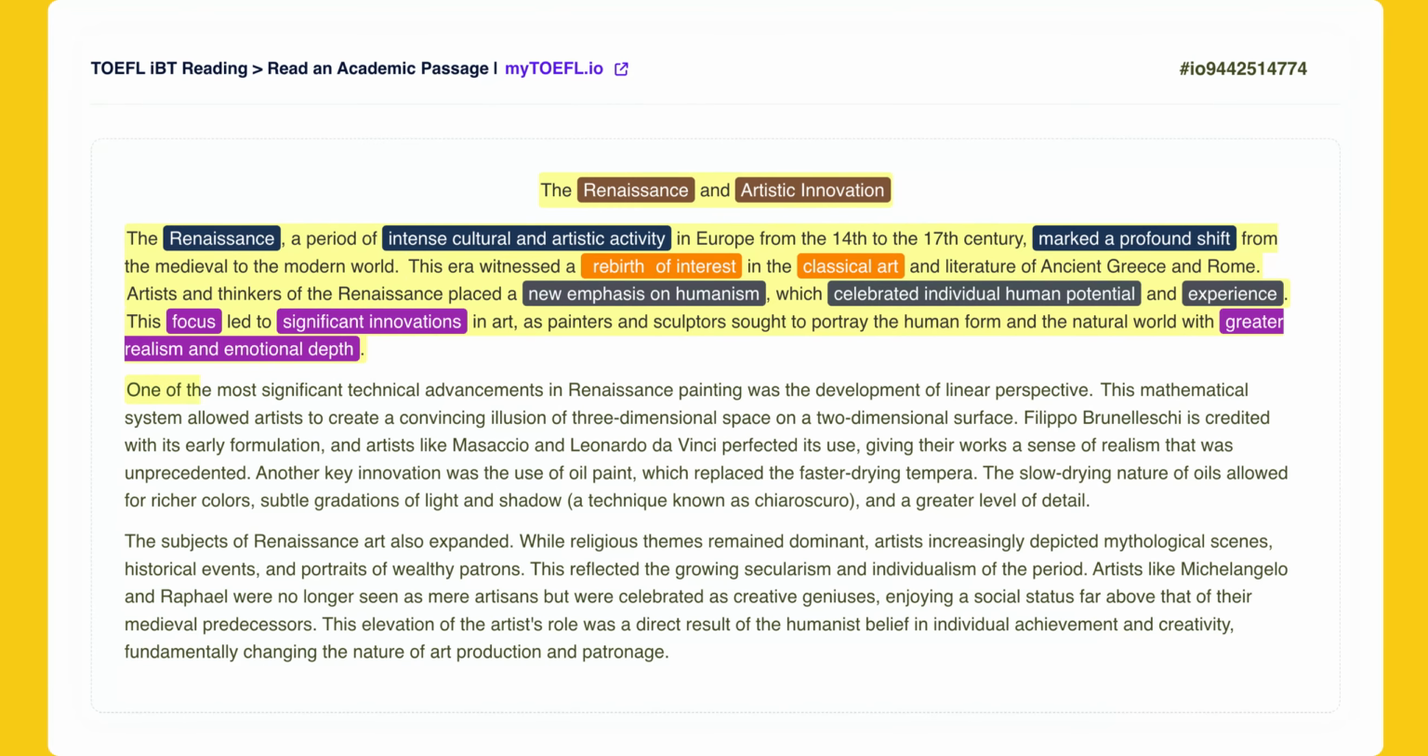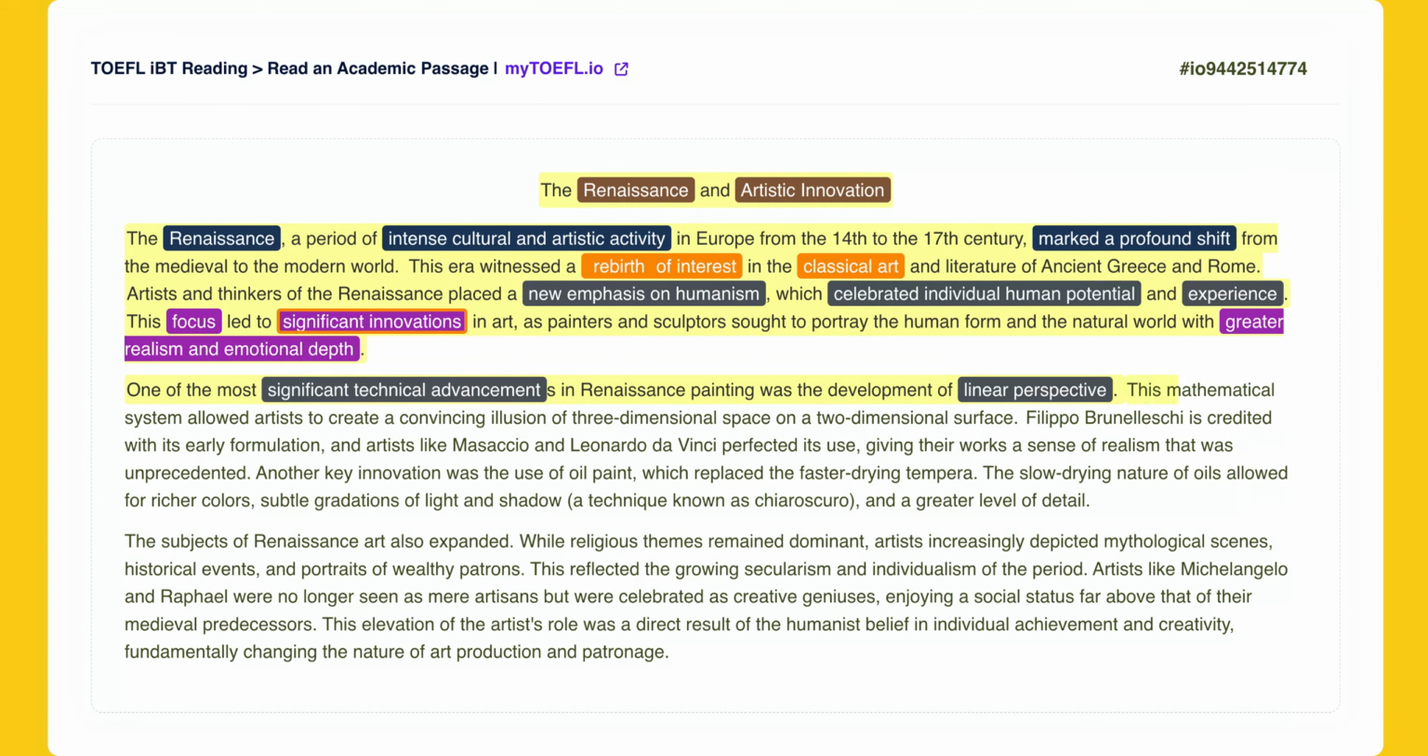One of the most significant technical advancements in Renaissance painting was the development of linear perspective. Moving into the second paragraph, we start seeing specific examples. The author identifies linear perspective as a significant technical advancement. This is a concrete detail that supports the main idea of innovations. Perspective is all about how we view space on a flat surface.